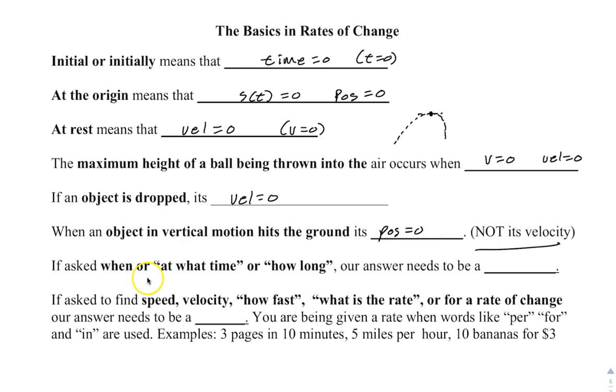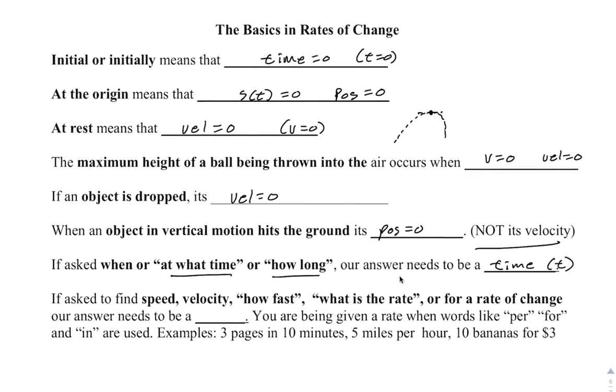If asked when, or at what time, or how long, our answer is t. Asking about what time or how long has to be time. It might seem easy, but people get confused, especially when problems get more complicated. Anytime you're asking about time or how long, it's a time question. You should be solving for t. If asked to find speed, velocity, how fast, what is the rate, or to find a rate of change, that actually needs to be a velocity. Or I should probably say a rate.